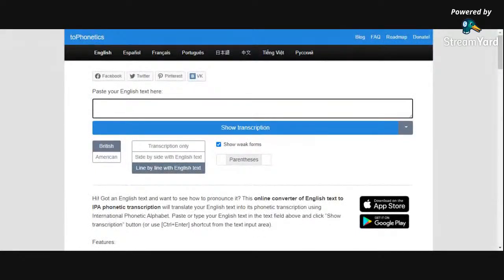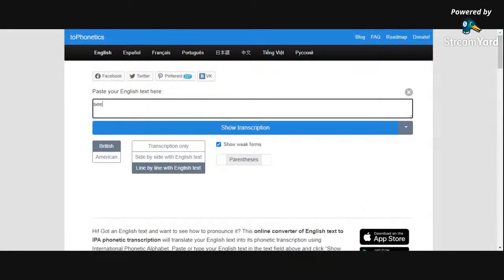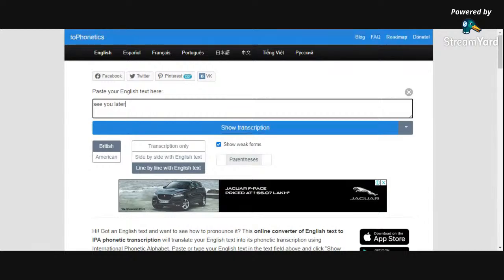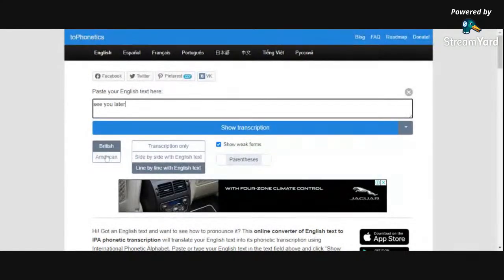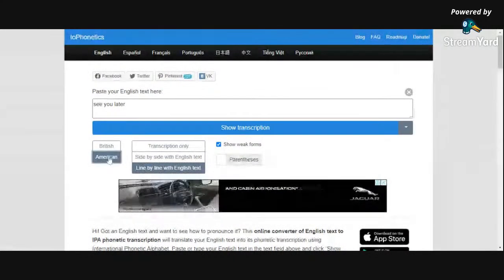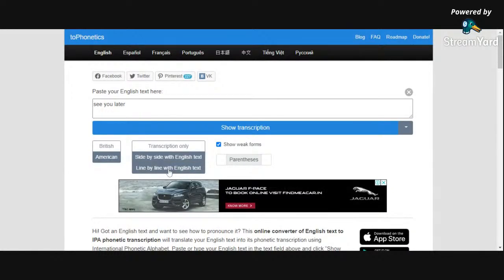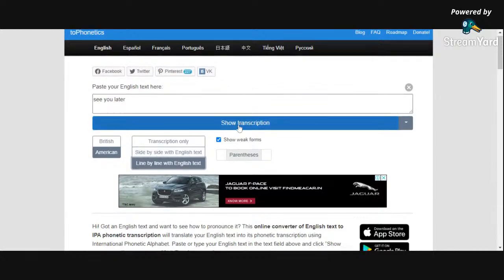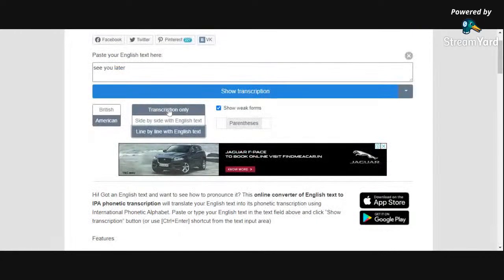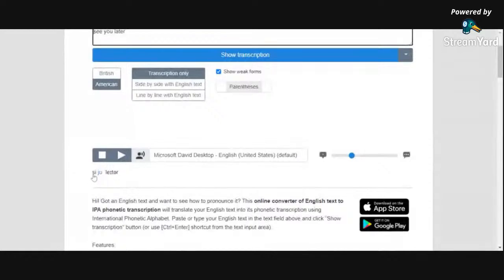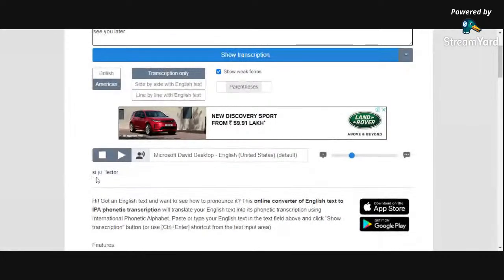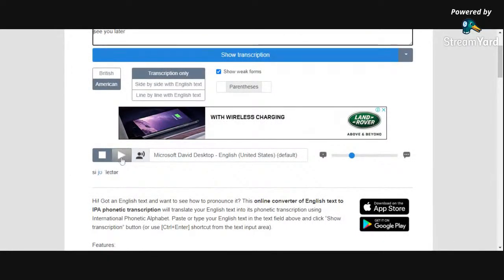Here I type, see you later. I have two options, British and American. I choose American. Transcription, side by side with English text, line by line with English text. So here I have transcription only. Now I choose the first option, transcription only, and click show transcription. Let's see what happens. See, I have got the transcription of see you later.